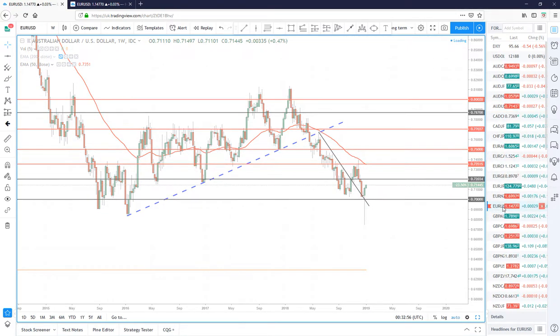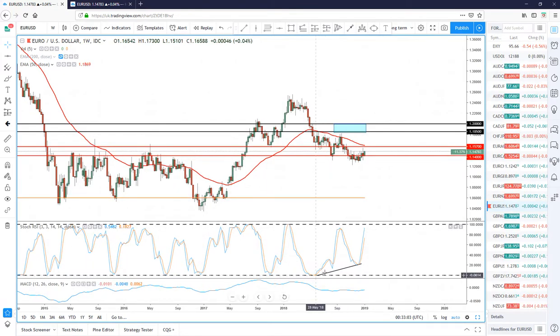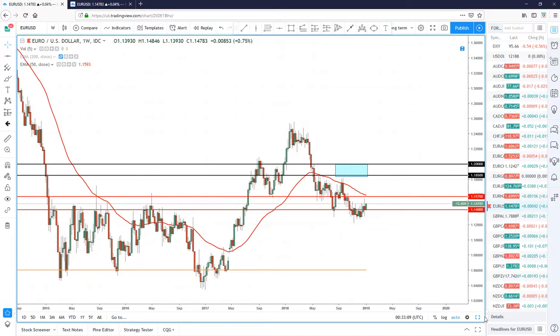Euro dollar next. So euro dollar is a bit messier than anything else. What's happening? It's popped down and it's just chopped around here for several weeks. And again, the same thing here. We've got this RSI divergence, but it never really did anything until recently.